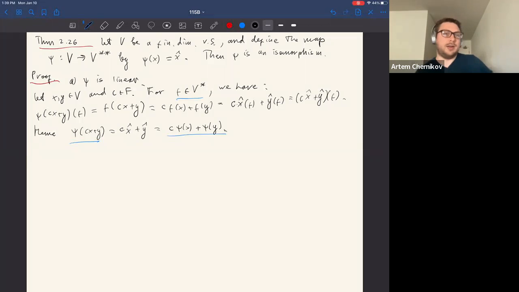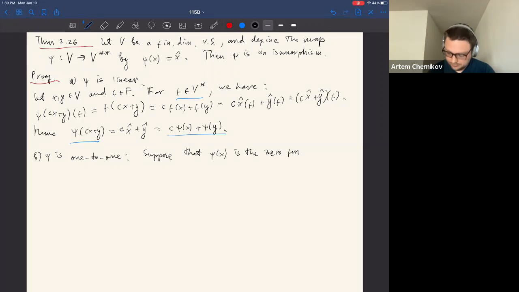Next, we need to check that it is a bijection. To show that it is an isomorphism, what remains to check is that we get a bijection. So we have the second claim, B: psi is one-to-one, or injection, depending on what terminology you're more used to. Let's check it. Suppose that we have psi of x, and that this is the zero functional on V star, for some x in V.